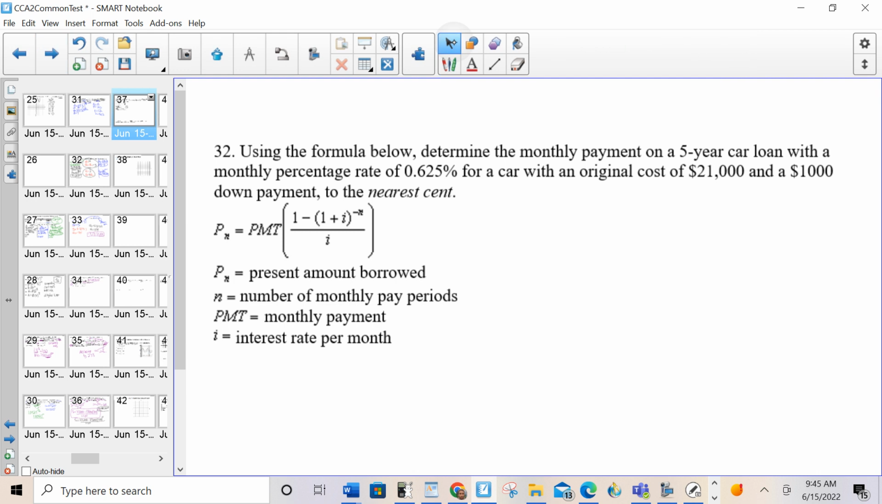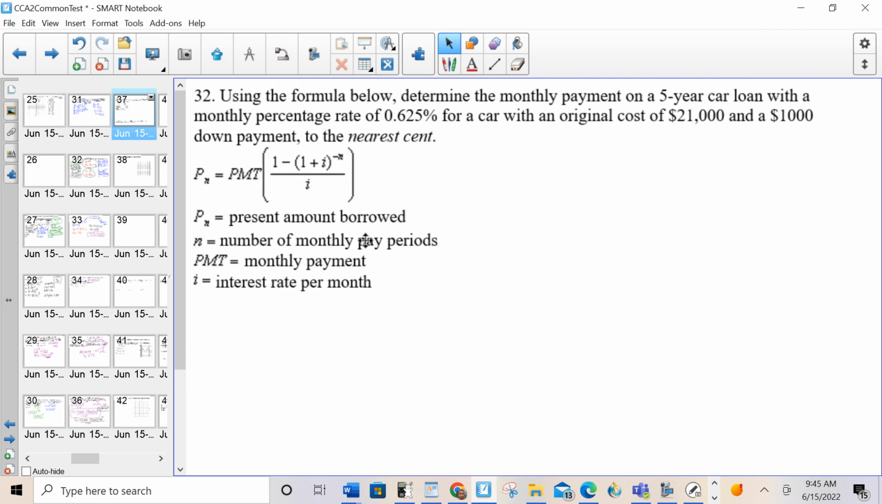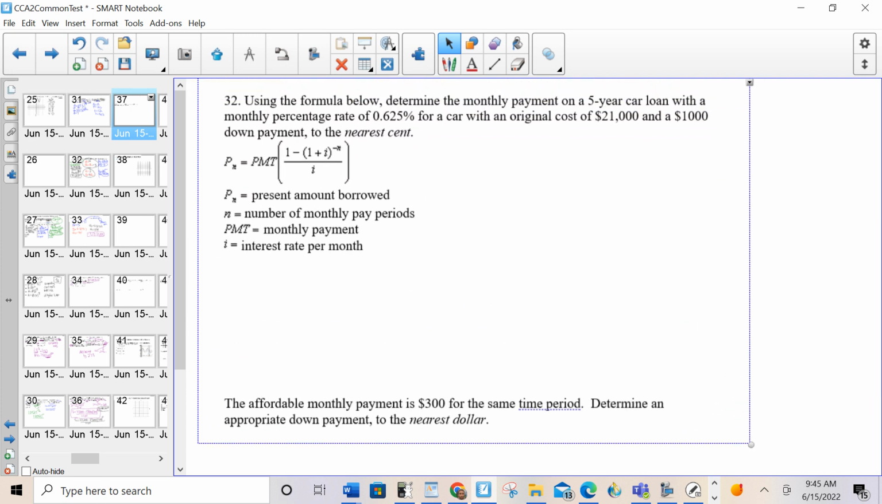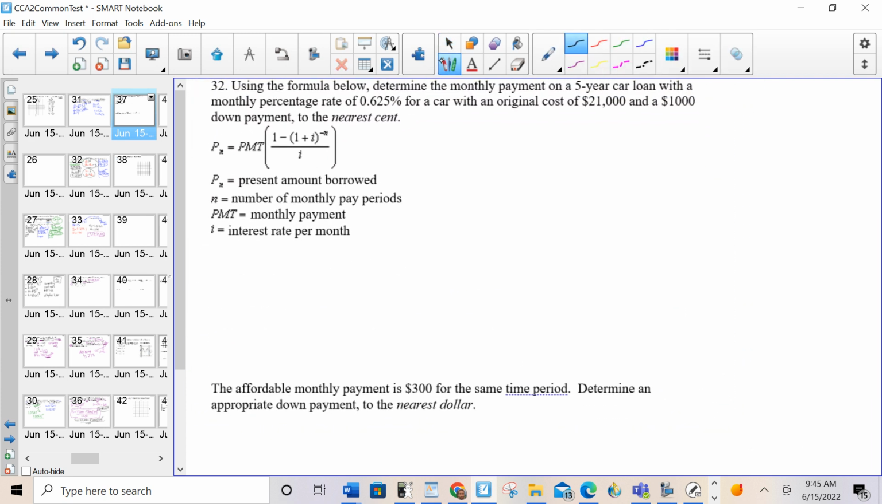Mortgage questions. There's always the same few little twists for the mortgage questions. The principal is always the total cost minus the down payment. The original cost is $21,000. The down payment's $1,000. $21,000 minus $1,000 is $20,000. The amount of the loan is the total cost minus the down payment. They need to tell you both of those things. If it's asking for the mortgage payment, which it is here, it says determine the monthly payment. That's going to be your X.